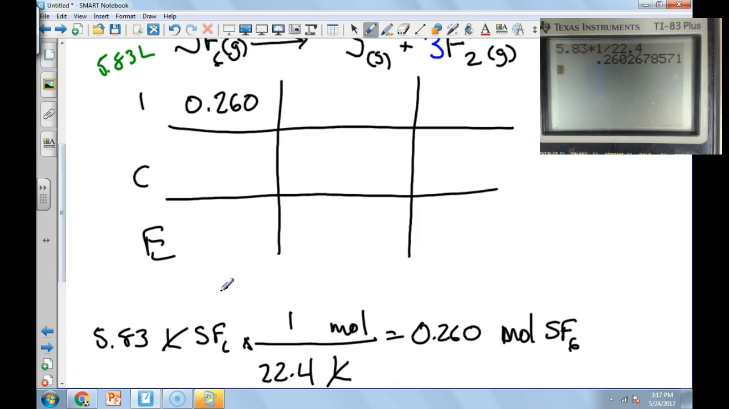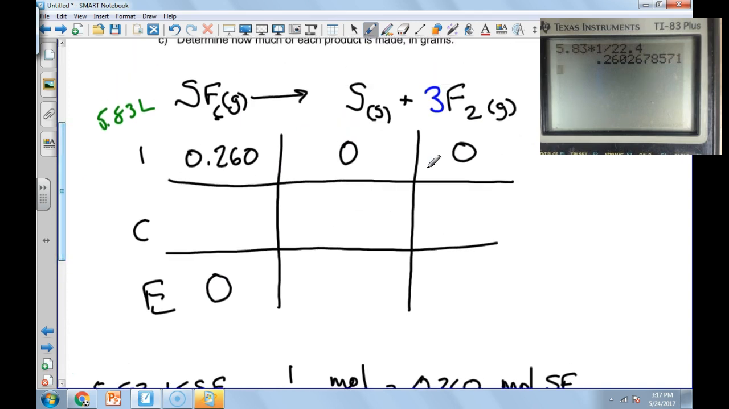Now, we have to do some other things, and once we get this, what we can do is fill in some zeros here. This reactant, because there's only one of them, is going to get used all the way up, and it's going to go down to 0. We're going to then have zero products for a couple of reasons.